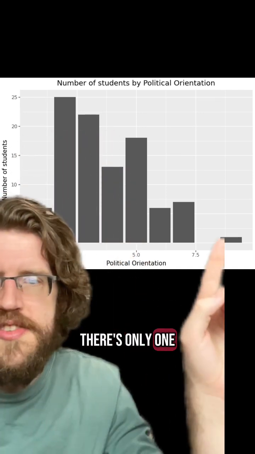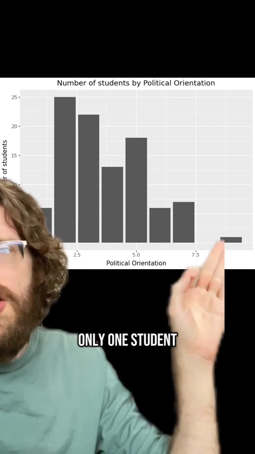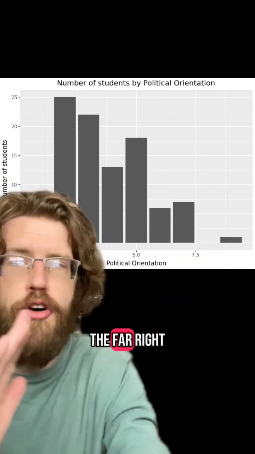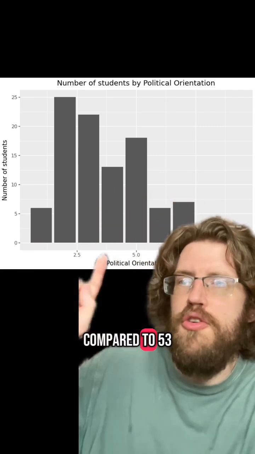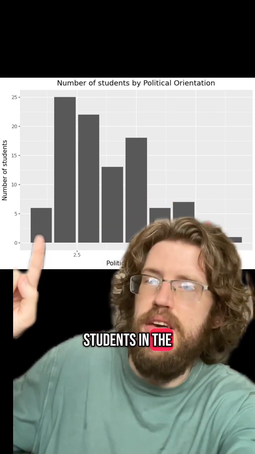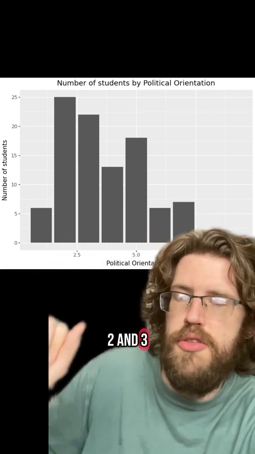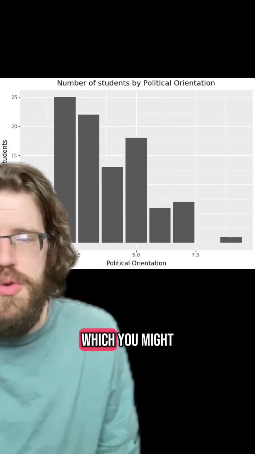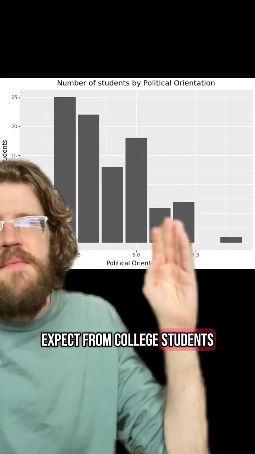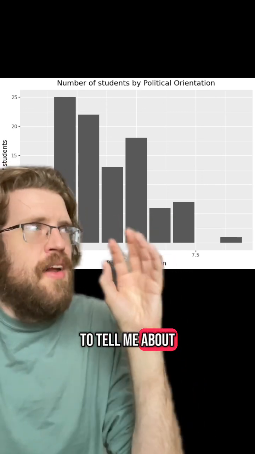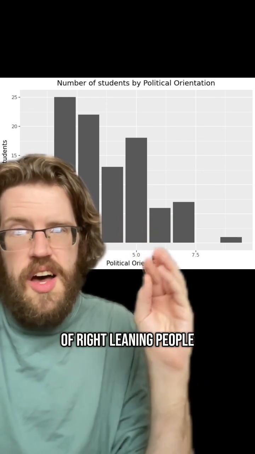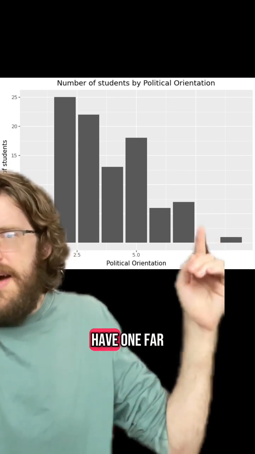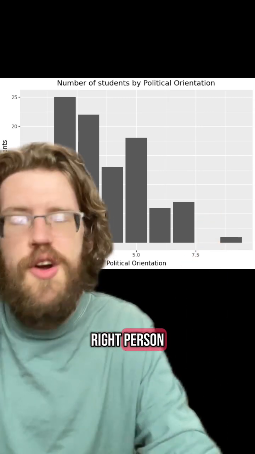There's only one student who rated himself a 9, only one student in the 8, 9, 10 category, the far right, we might say, compared to 53 students in the far left, 1, 2, and 3 category. So you can see the problem. This is a very left-leaning sample, which you might expect from college students. And if your paper is going to tell me about the brain architectures of right-leaning people, it seems like a problem that you may only have one far right person.